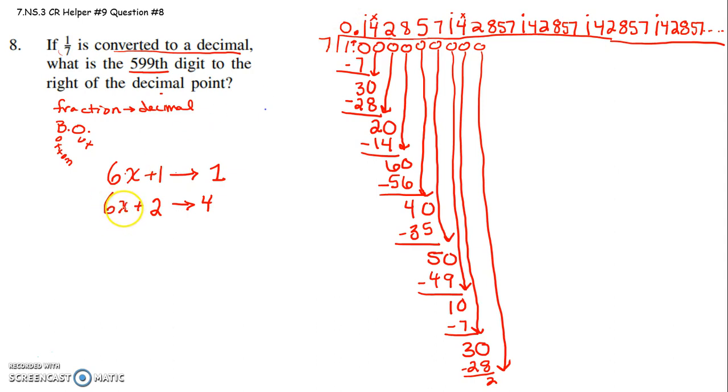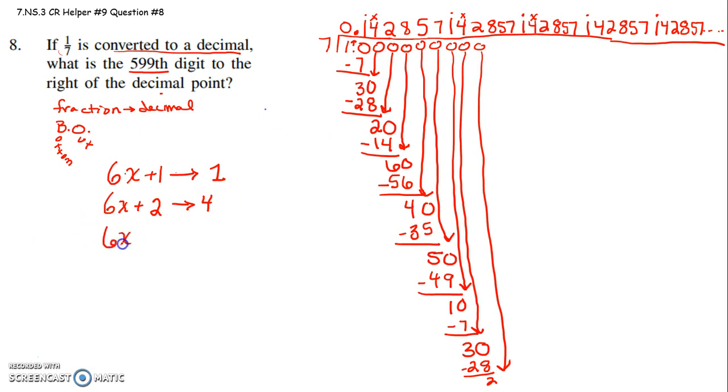And then 6 times 2 is 12, and 2 more is 14. So the 14th digit is guaranteed to be a 4. So this is 8, 9, 10, 11, 12, 13. Yep, the 14th digit is guaranteed to be a 4. And I can continue on showing that.